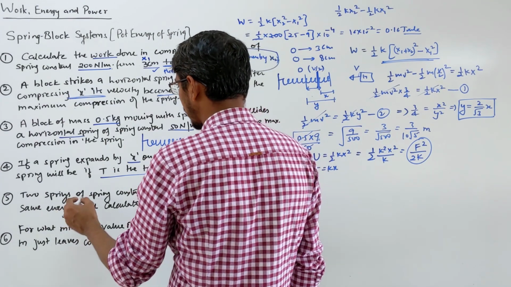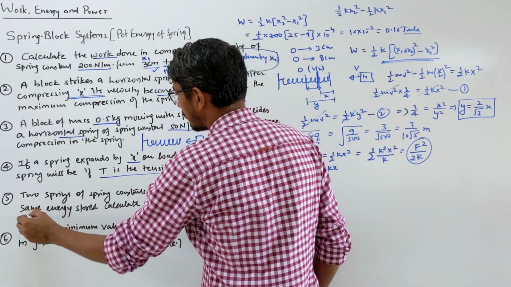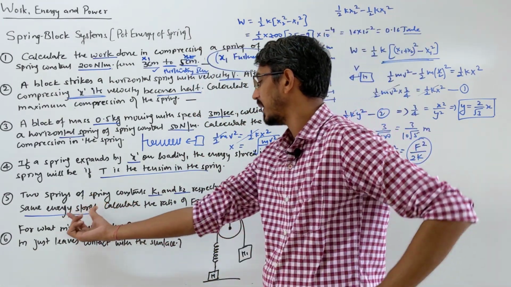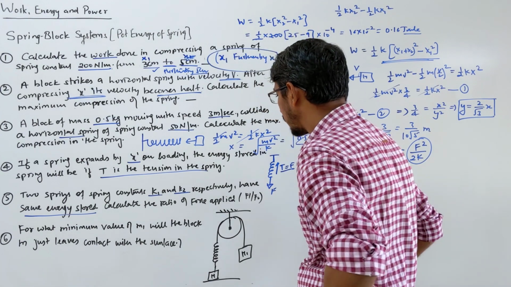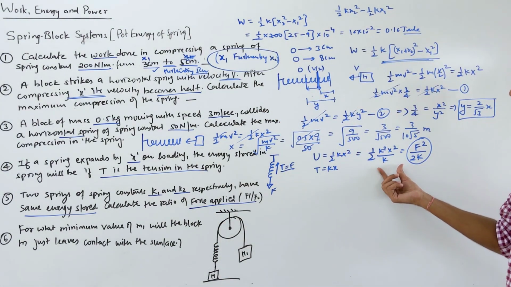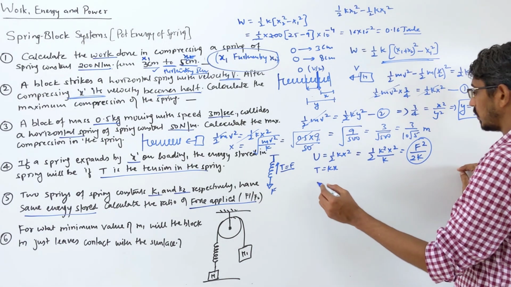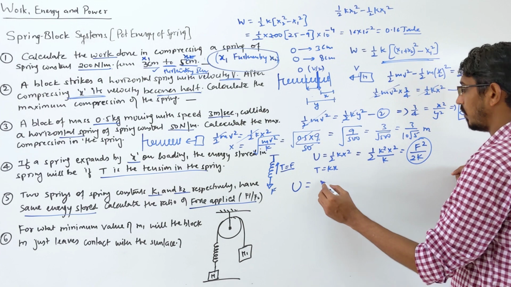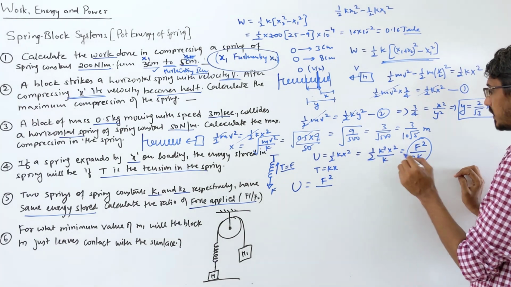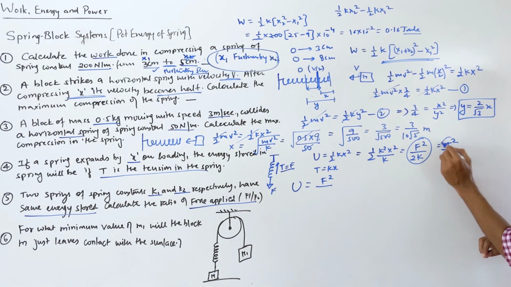Two springs of spring constant K1 and K2 respectively have same energy stored in this one. Two springs are given, spring constants are given, and the energy stored is given equal. Calculate the ratio of the force applied. A similar problem like this one only, right? So the relation between energy stored and force is F square upon 2k, or T square upon 2k, since here they are writing T.